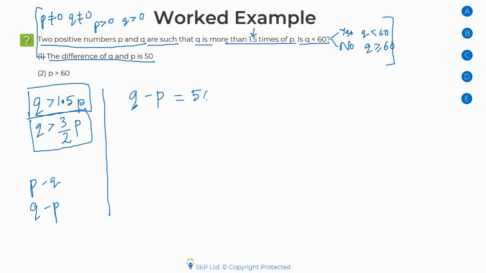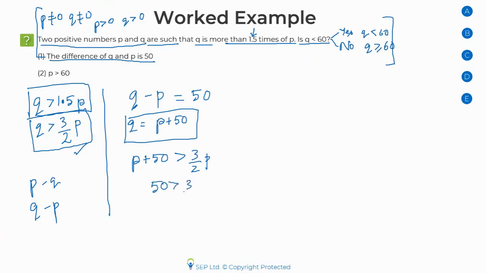Is 50. Okay. So I can write Q as P plus 50. Now what can I do? I can use this in this inequality. I can say P plus 50 is more than 3 by 2 times of P. Taking P to the right side, 50 is more than 3 by 2 times of P minus P, which is P by 2, or P less than 100. If you know P less than 100, is it sufficient to say whether Q is less than 60 or not?